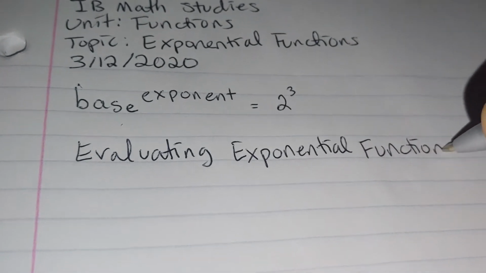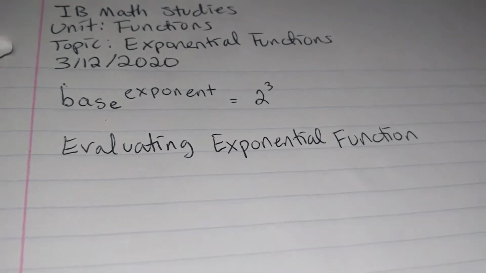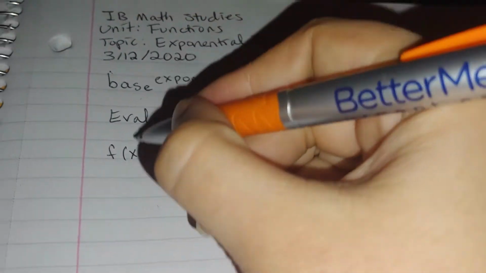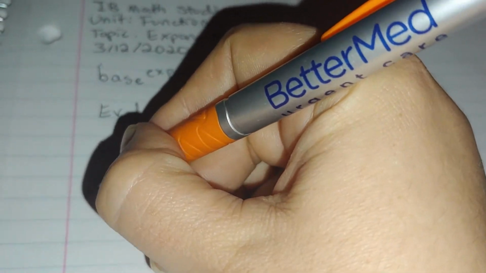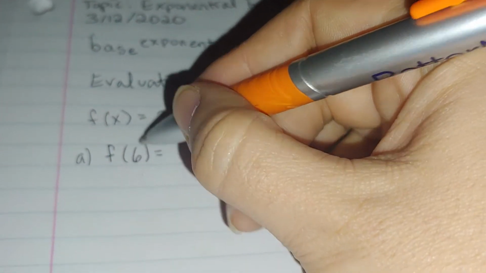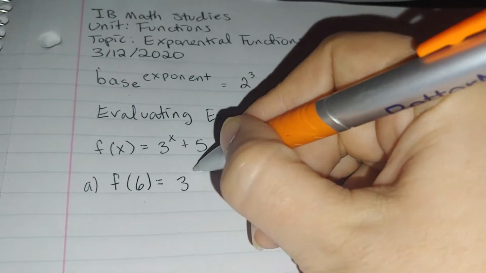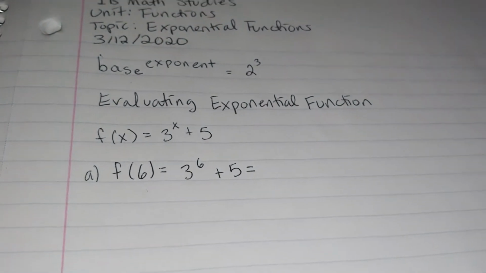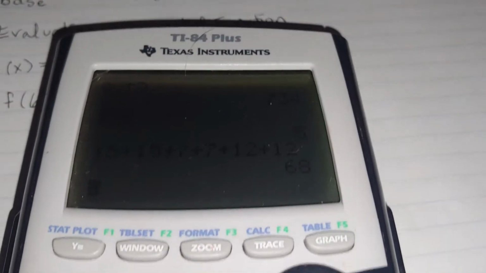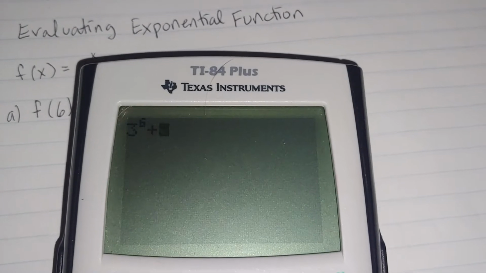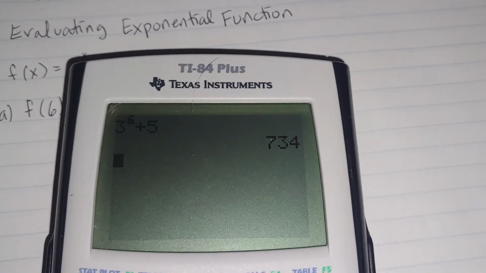we'll be given some function where x is the exponent. For example, let's say f of x is equal to 3 to the x plus 5. And let's evaluate it for f of 6. All right, well, I'm going to plug this in where x is. So 3 to the 6th plus 5. Grab my graphing device. See if I can get you to see the screen. There we go. So 3 to the 6th plus 5 is 734.